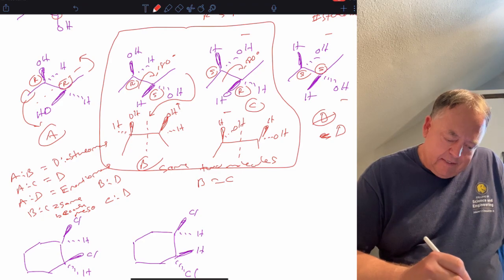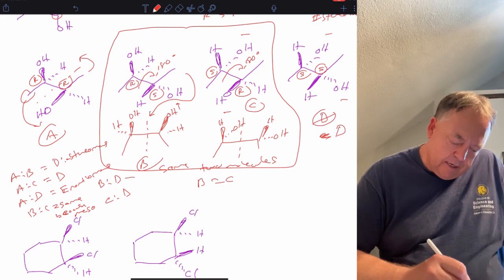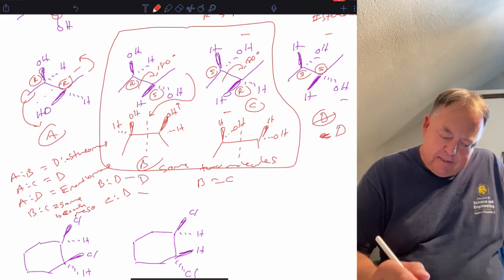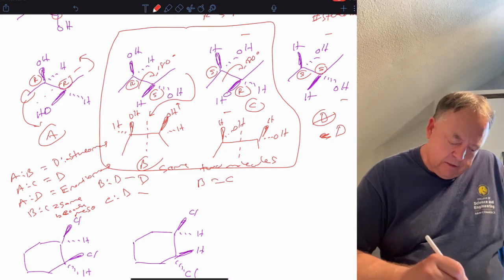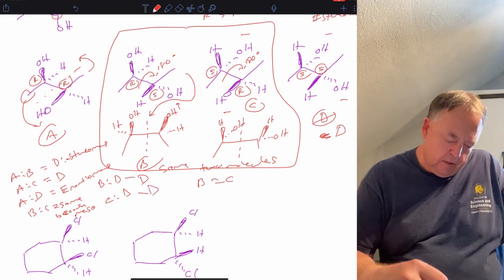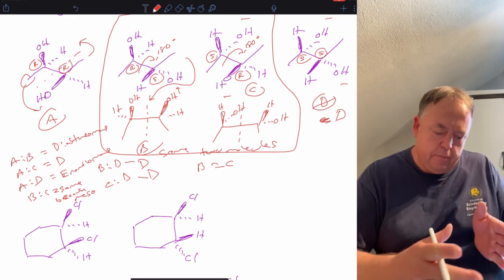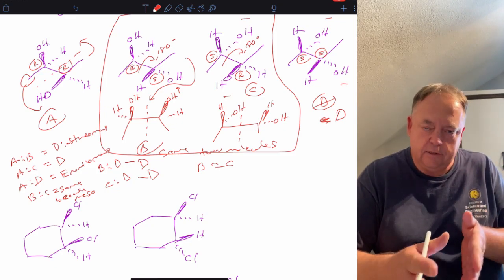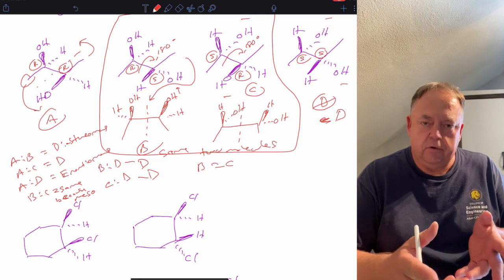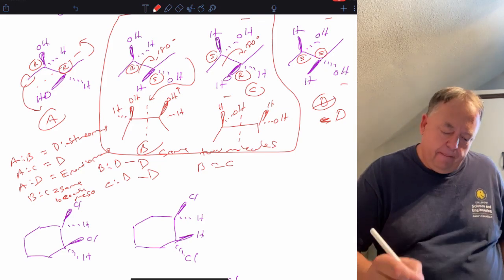And then B to D would be diastereomers, and C to D, SR to SS, would be diastereomers. Right, so in this case, there's only one pair of enantiomers, because the other pair that would normally be enantiomers, RS and SR, is not, because it's a meso compound. They're the same molecule.